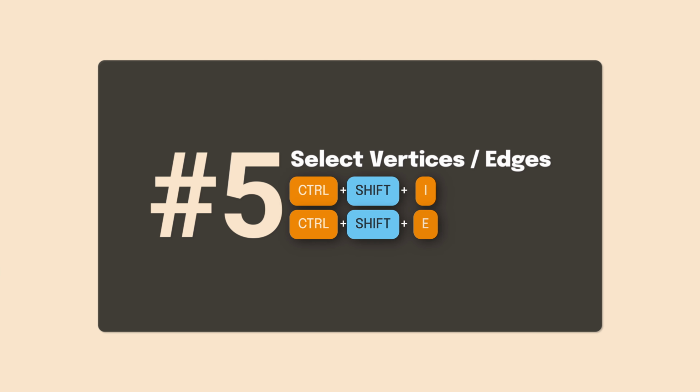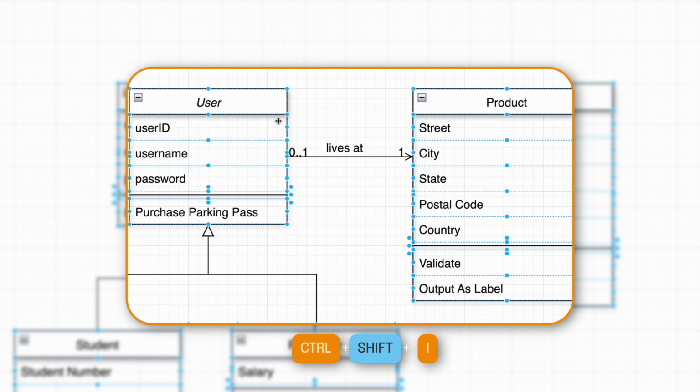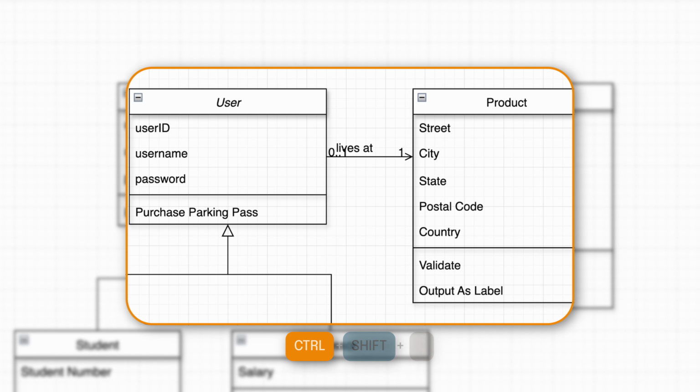Select vertices and edges. All right, so the first shortcut I'm gonna start with provides an easy way for you to select all vertices and edges when building your diagram. Use Ctrl-Shift-I to select all vertices and Ctrl-Shift-E to select all edges. And this is gonna be particularly useful when you're working with complex diagrams because it allows you to adjust specific parts without affecting the whole diagram.